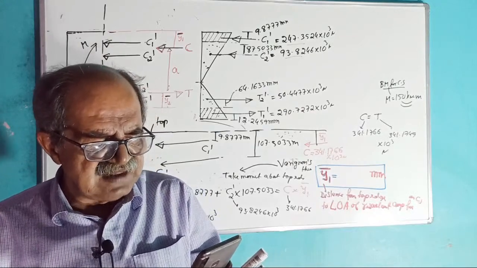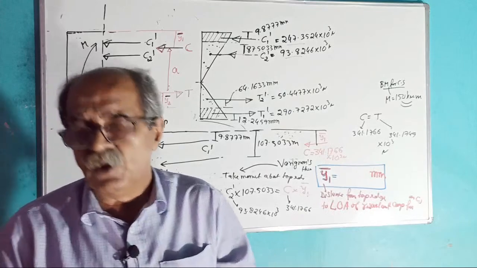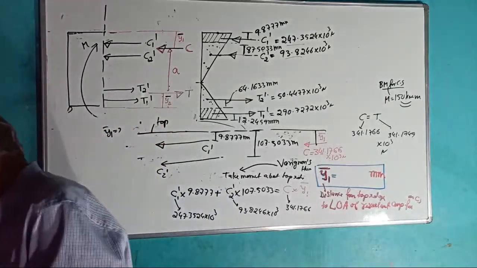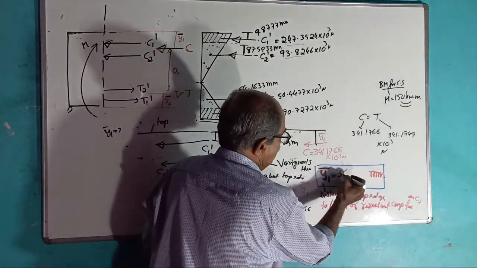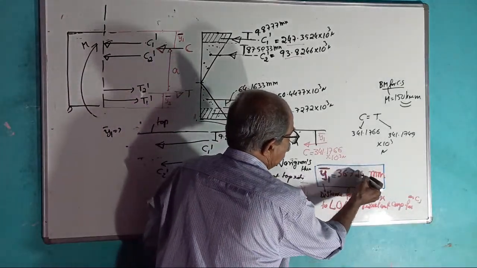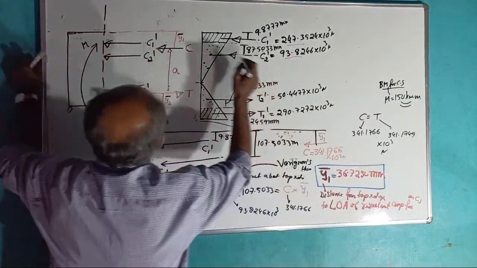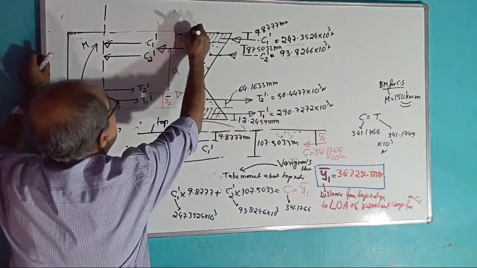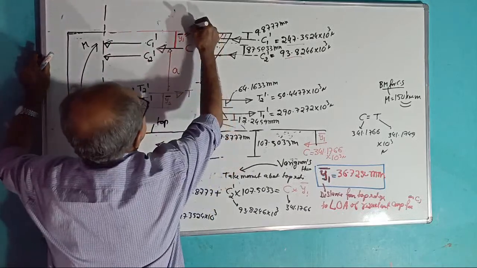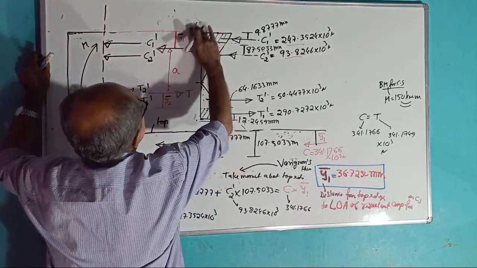36.72499 is 36.7250. Okay, thank you. 36.7250. That means it is this distance. So I will enter here this Y1 bar equal to 36.7250 millimeter. This is Y1 bar over.